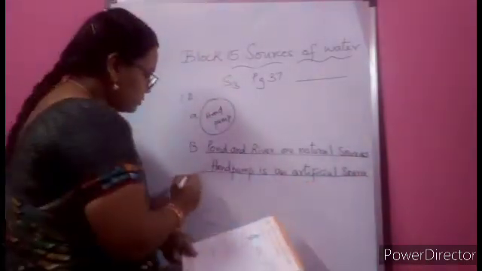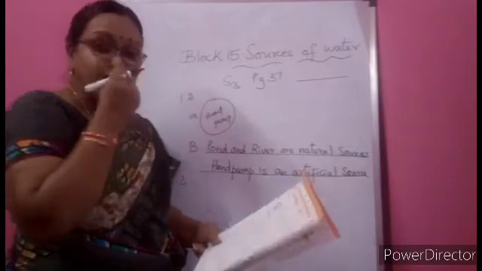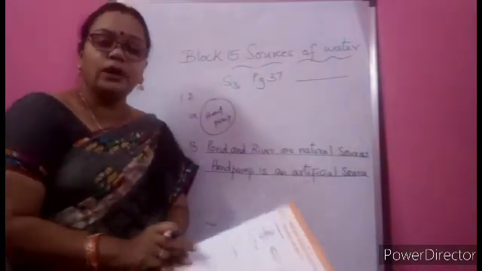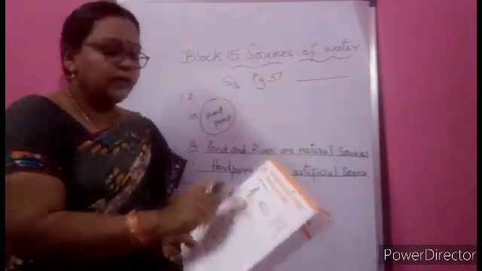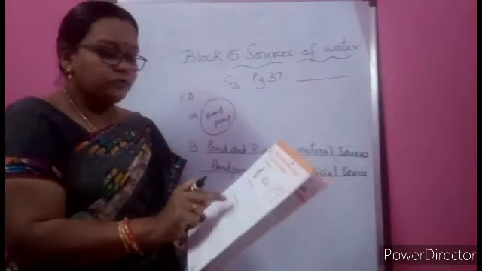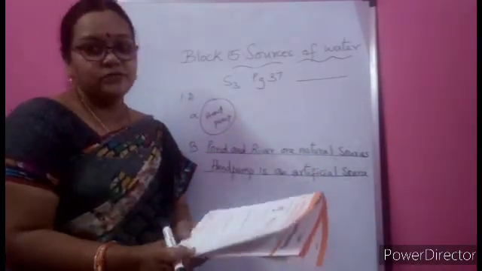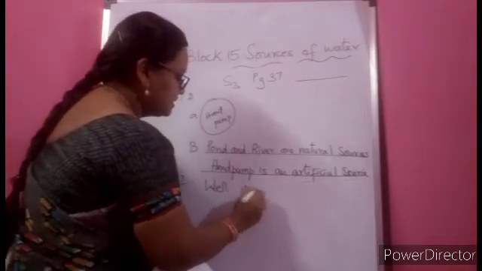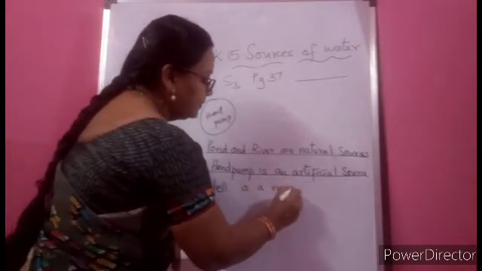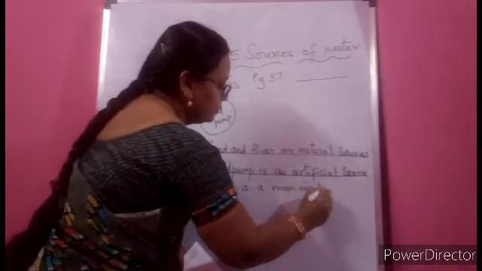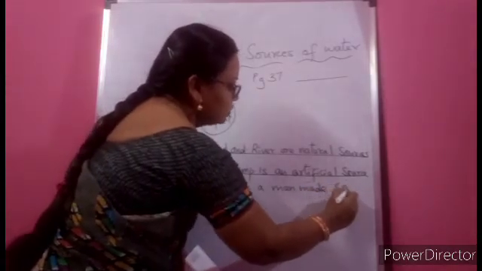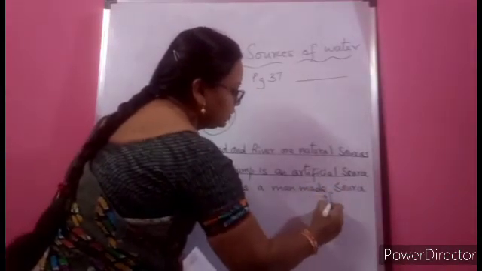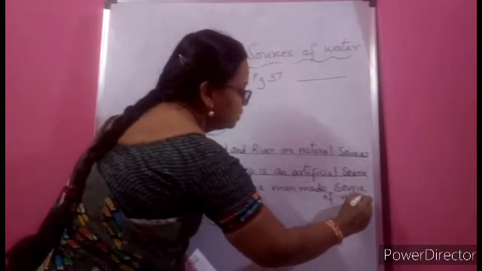Now, second question: how is a well different from a sea? Now you will not write about salt or fresh water. Here it is about natural and man-made. So well is a man-made source. Very good. Well is a man-made source of water. You pour water in it every time.